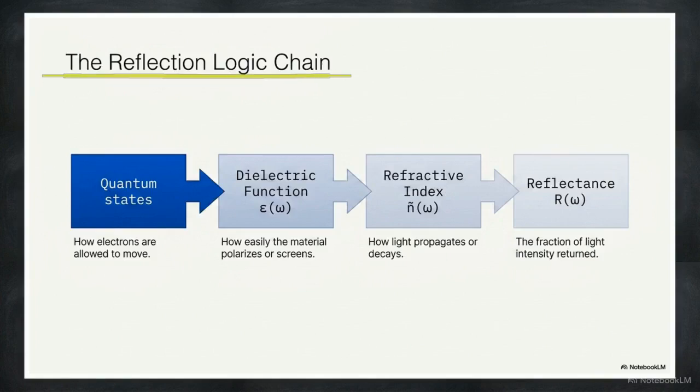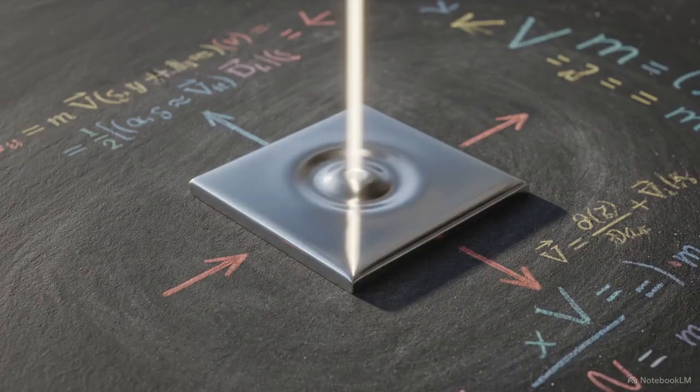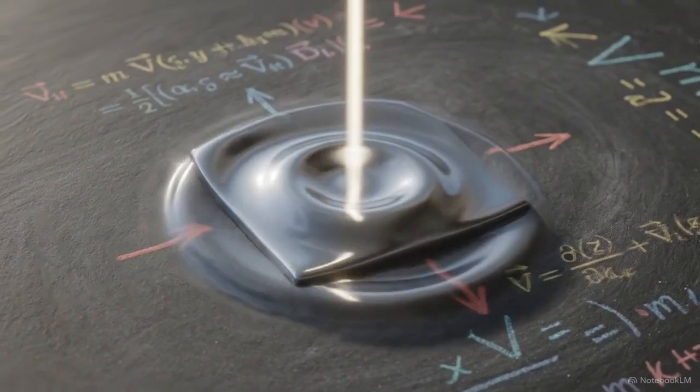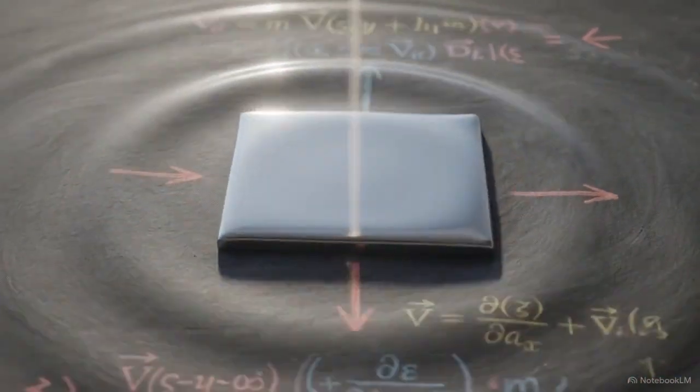To bridge that gap, we use the reflection logic chain. This roadmap traces physics from the quantum states of electrons up through the dielectric function and refractive index to calculate macroscopic reflectance. Macroscopic reflection represents the ultimate optical signature of how quantum electrons in a material are allowed to move.